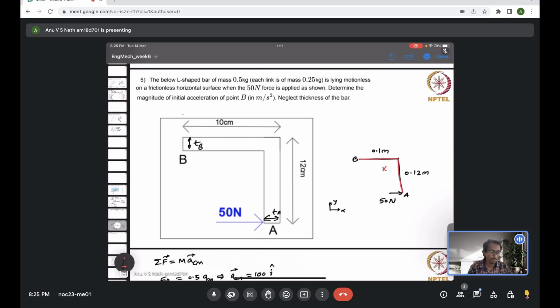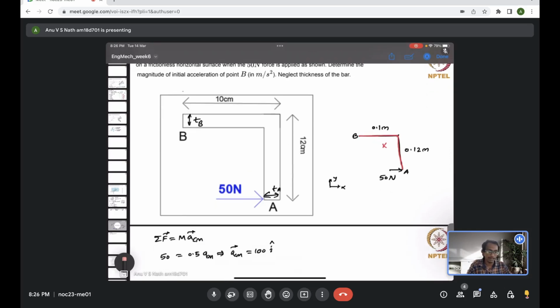So because the force is offset, you can see there will clearly be a rotation happening because of that moment. That moment will cause it to rotate. That will create an angular acceleration at point B. Because of that, along with this translational acceleration, the additional rotational acceleration will come. Total acceleration will be the vector sum of both at point B.